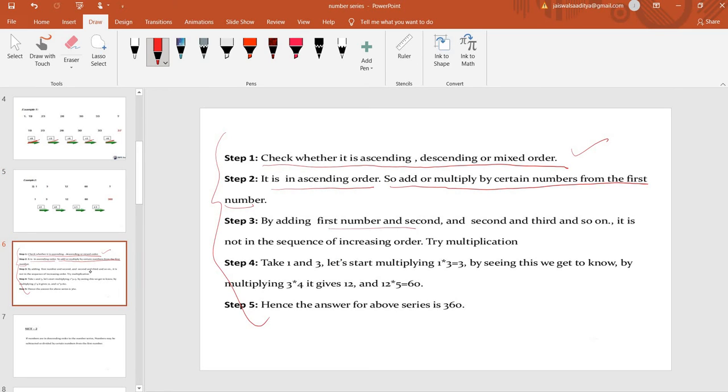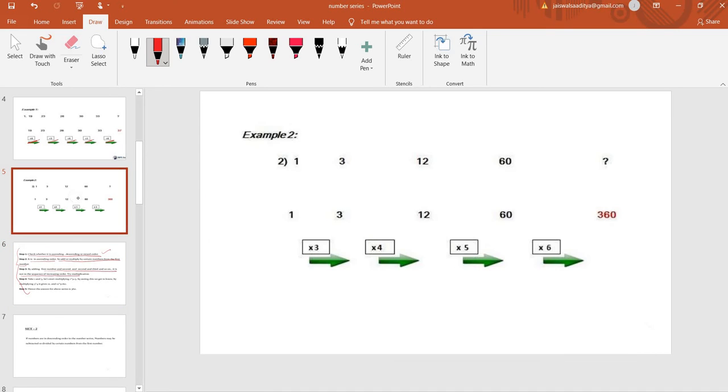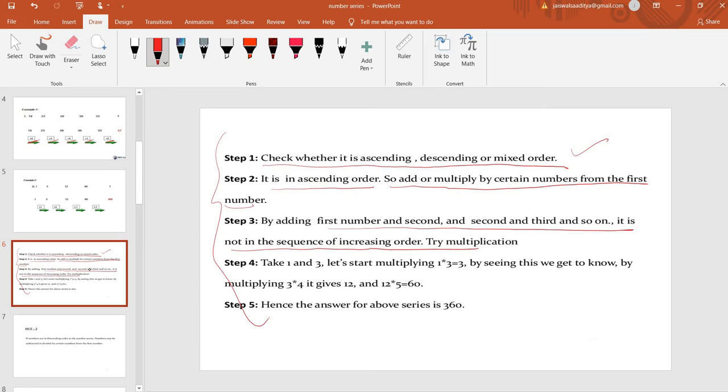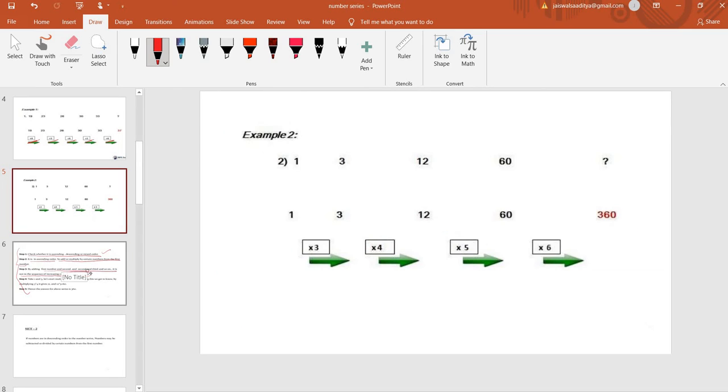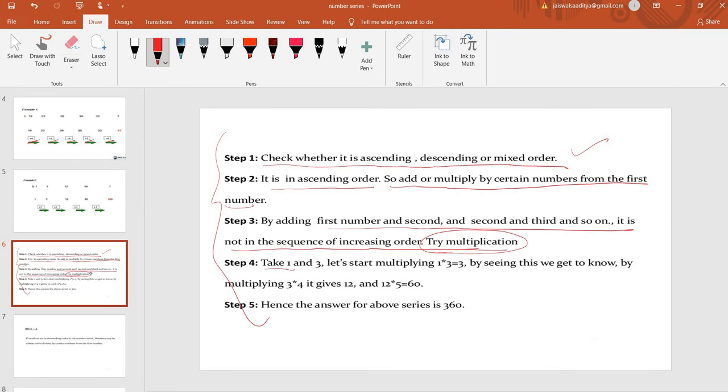By adding the first number, second number, third number, it is in non-sequence increasing order. Try multiplication. So what we did, we just multiplied, we did everything, but we were not seeing any pattern. So we multiplied with some number so that we can get some kind of a sequence. See, take 1, 3. Let's start multiplying 1 by 3, then multiplying 3 and 4, it gives 12, and again 12 into 5, it gives 60.